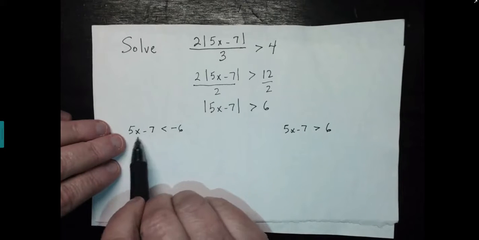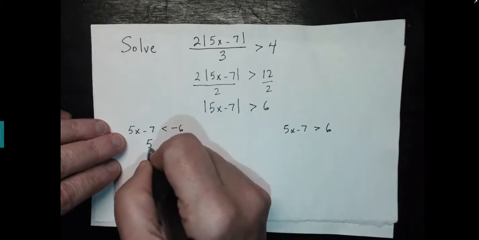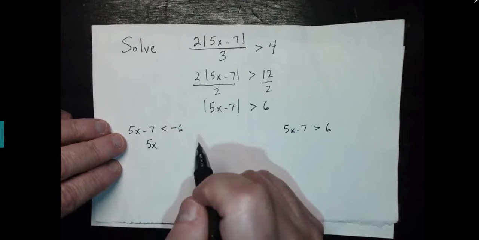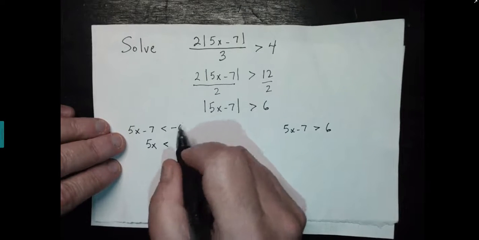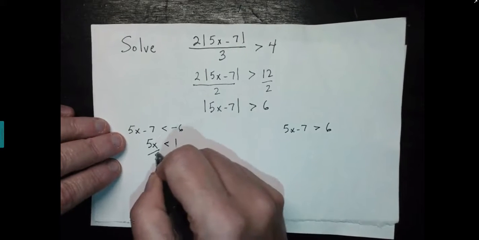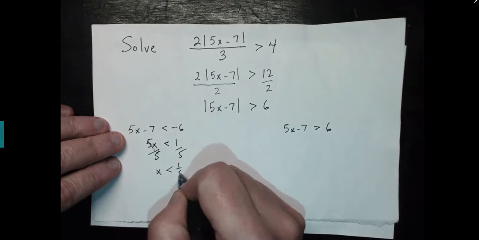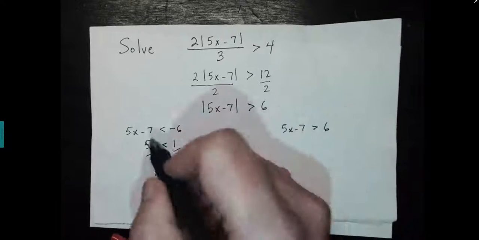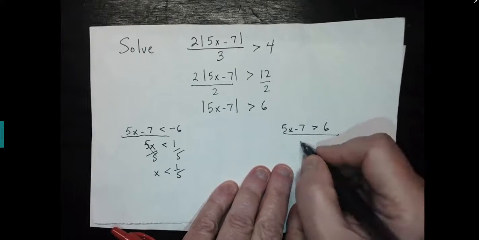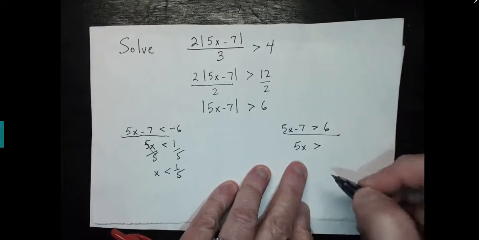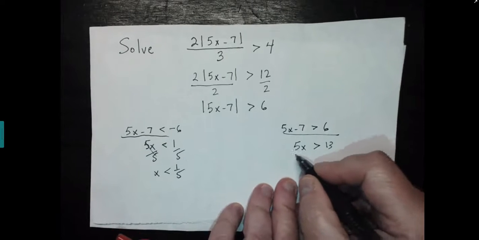Okay, to solve this side for x, I need to add 7 to both sides. So when I do that, I'm just left with 5x, and adding the same thing to both sides does not change the direction of the arrow, and negative 6 plus 7 is 1. And then I divide both sides by positive 5, and I get x is less than a fifth. Over here, again, I add 7 to both sides. So that doesn't change the direction of the arrow, and 7 and 6 is 13, and then I divide both sides by 5.